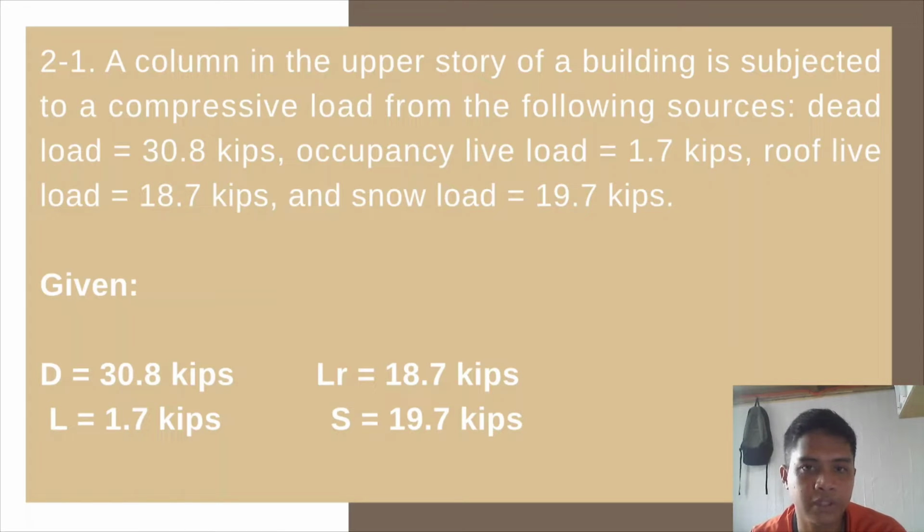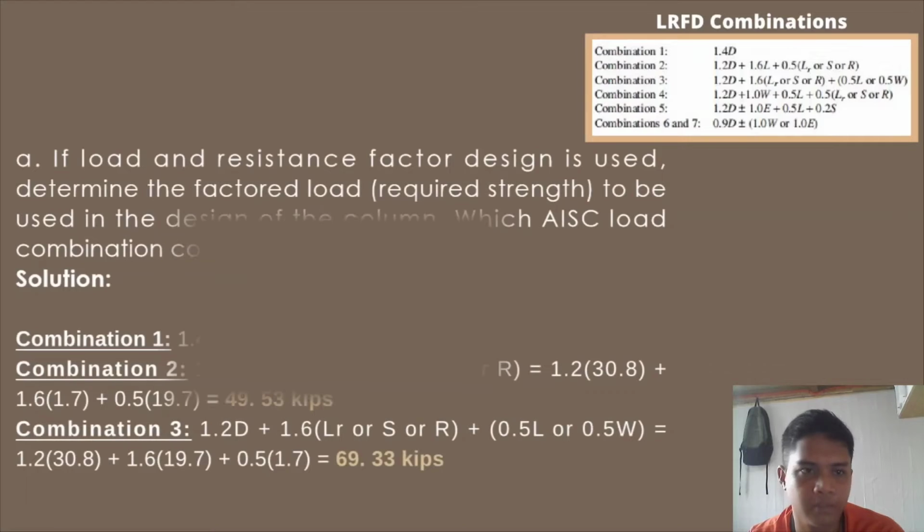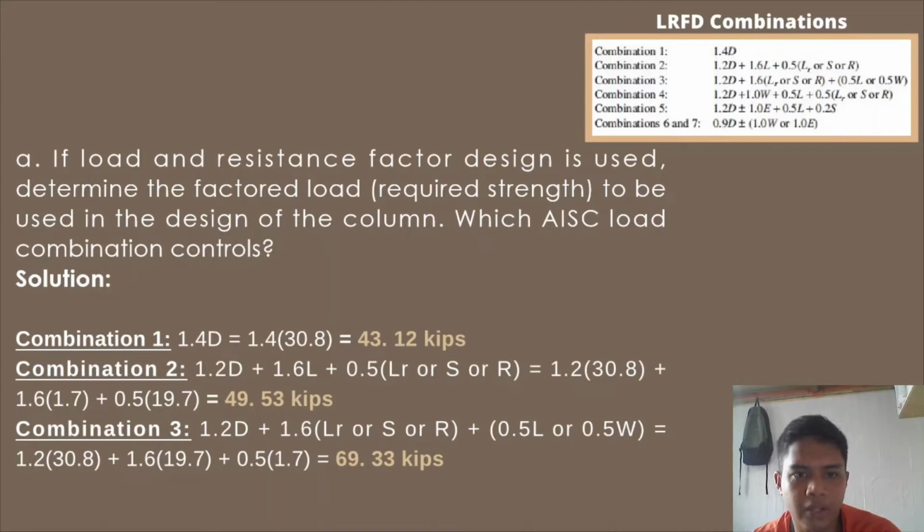First, what I did here is get the givens, because those givens are what we will use. Next, we have a question here: if load and resistance factor design is used, so automatically it's LRFD, the combinations will be used. Determine factored load required strength to be used in the design of the column, which AISC load combination controls.